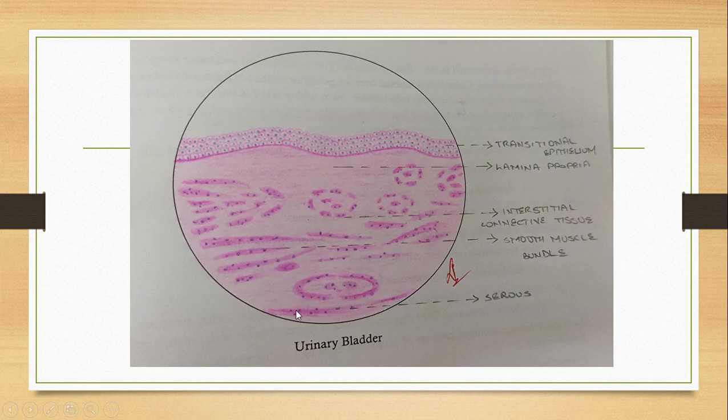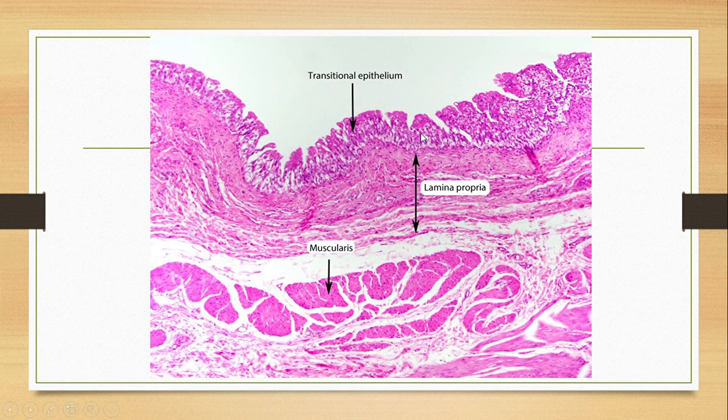That adventitia again contains, like the ureter, adipose tissue, areolar tissue, blood vessels, nerve endings and lymphatics, all of which separate the organ from the external connective tissue. So this is the diagram of how it appears under the microscope.